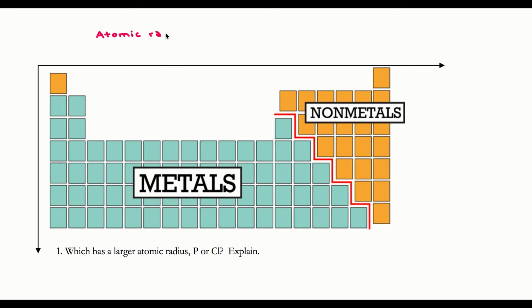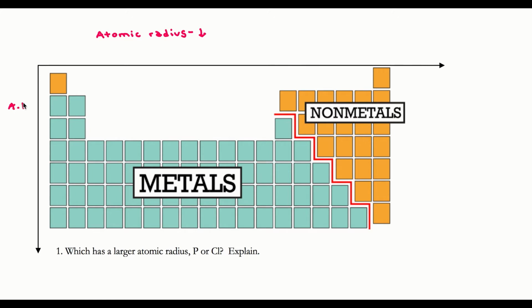So atomic radius is simply the distance from the nucleus to the outermost electron, okay, the radius of an atom. And as we move across the periodic table, your atomic radius is going to decrease. And the reason why it decreases is because as you move from left to right across the periodic table, your number of protons increases. And since protons are positively charged, they're going to attract electrons more, causing the size of the atom to decrease.